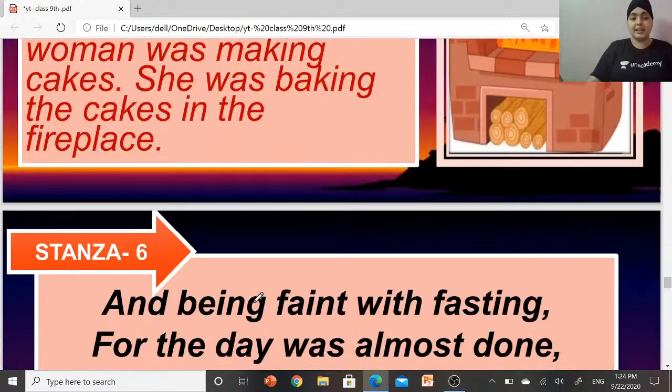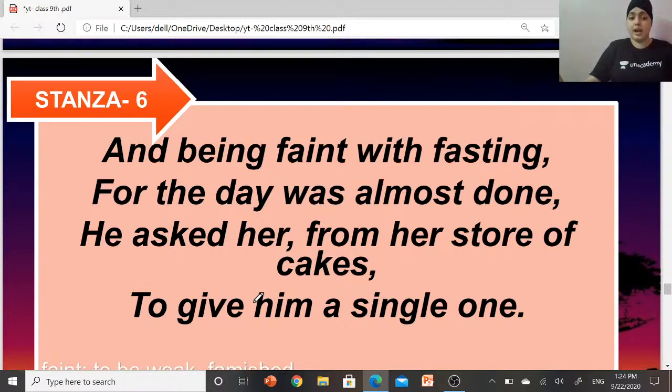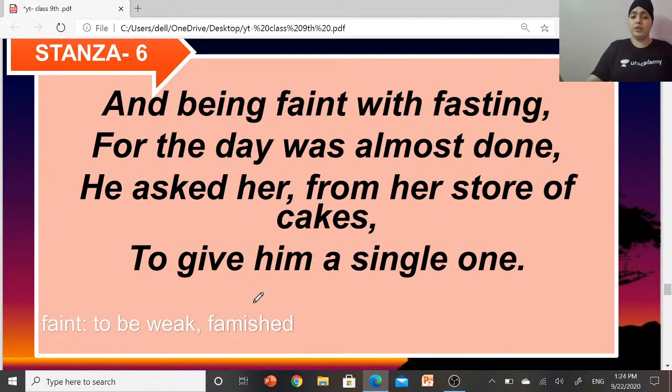Okay, let us see the next stanza. Sixth stanza. And being faint with fasting, for the day was almost done, he asked from her store of cakes to give him a single one. And being faint with fasting, so Saint Peter was fasting, he had kept a fast. Okay, faint means he was feeling very weak because he was fasting and was very weak, actually hungry, he had not eaten anything. For the day was almost done.